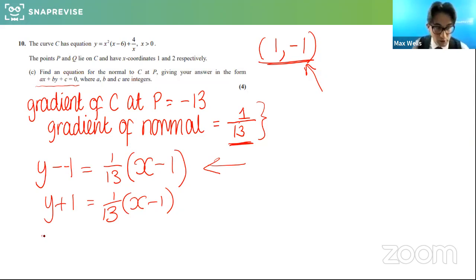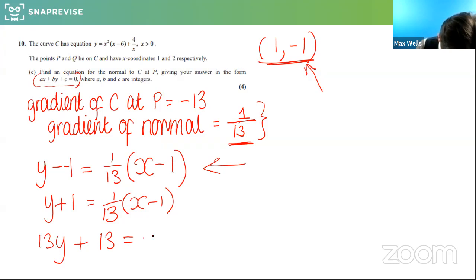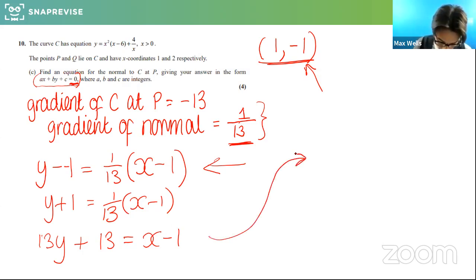The key thing I would do here probably at this stage is looking at where we're going with this, multiply through by 13, and then immediately we don't have any fractions. So we'll end up with 13y plus 13. And then we're almost there, except obviously we want it all equal to 0. So we're going to rearrange this, and we're going to get x minus 13y minus 14 equals 0. Bringing these two parts over to here.